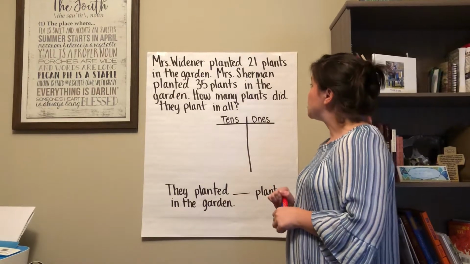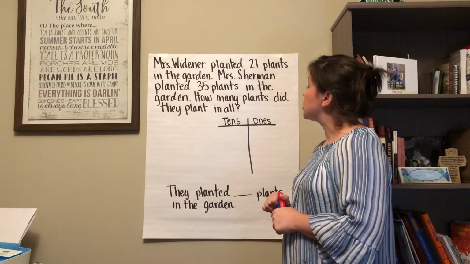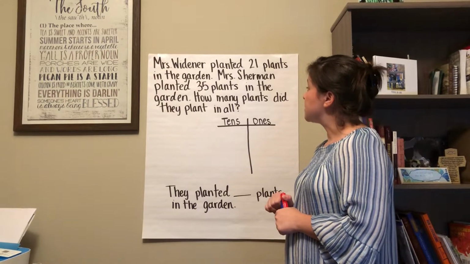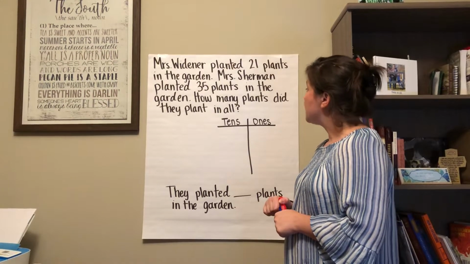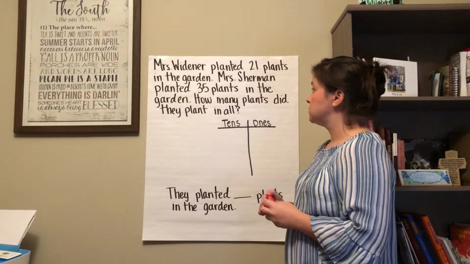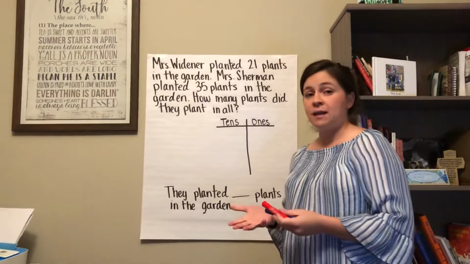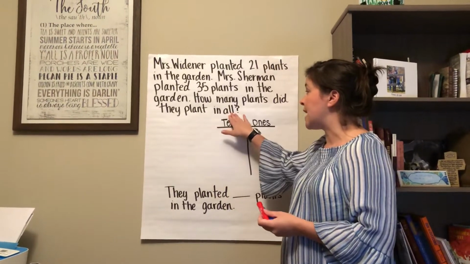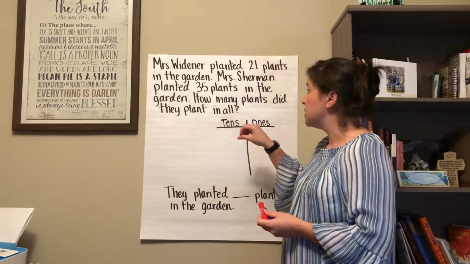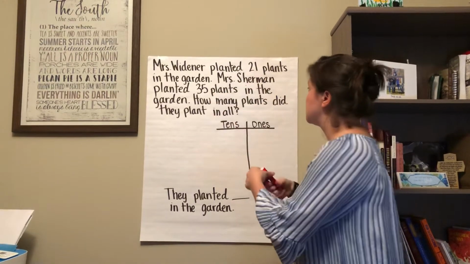Mrs. Widener planted 21 plants in the garden. Mrs. Sherman planted 35 plants in the garden. How many plants did they plant in all? Okay, so first I know that I'm adding because it's asking how many they had in all. So that's all together. So I'm going to look at both of my numbers.